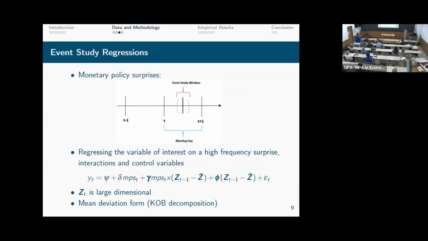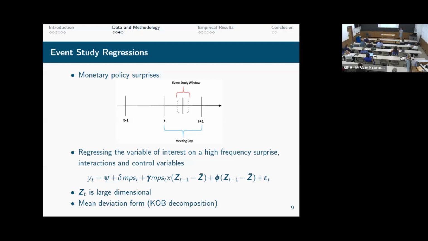So this is the meeting day, and this is just the 10 minutes before and 20 minutes after the meeting. So around the event study window, we assume that the only thing that changed is the surprise coming as a surprise, because there's no data release, et cetera, happening in that window. So in that way, we are assuring that the shock is exogenous itself.